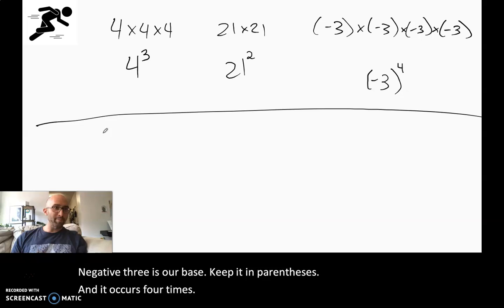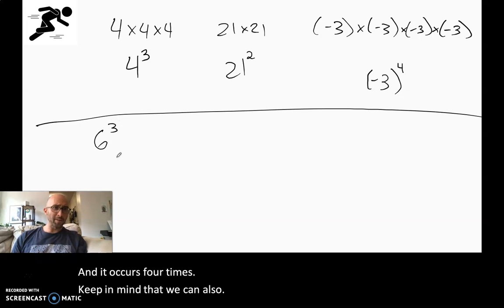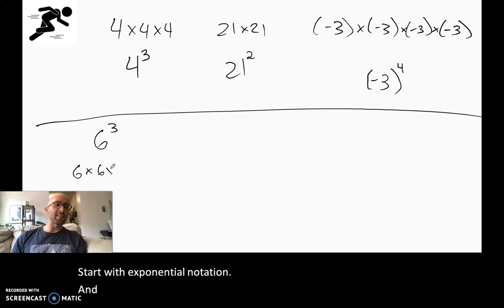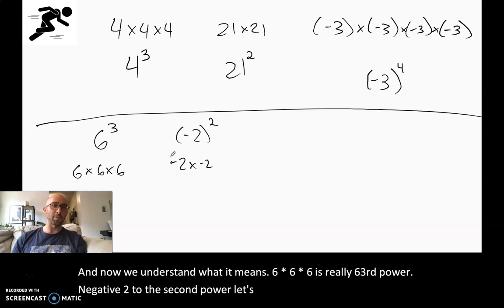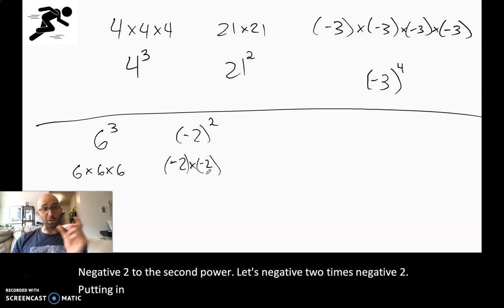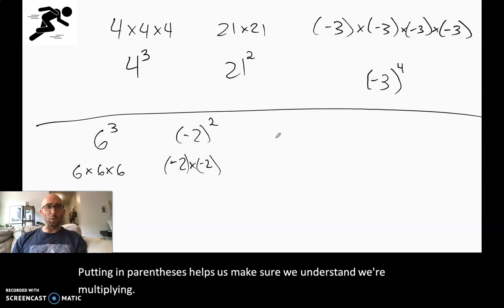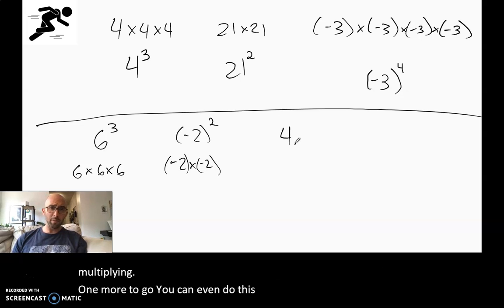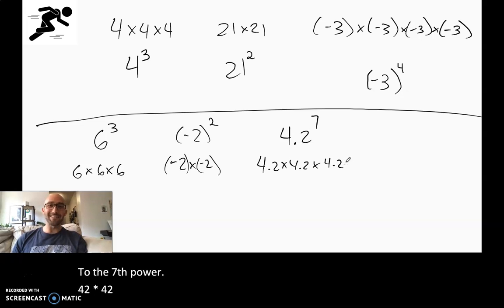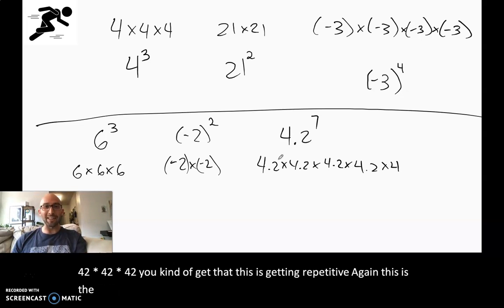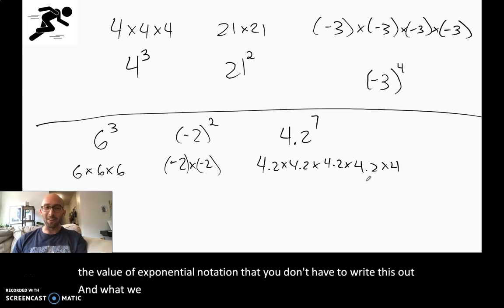Keep in mind that we can also start with exponential notation, and now we understand what it means. 6 times 6 times 6 is really 6 to the 3rd power. -2 to the 2nd power? Well, that's -2 times -2. Putting in parentheses helps us make sure we understand what we're multiplying. One more to go. You can even do this with decimals. 4.2 to the 7th power. 4.2 times 4.2 times 4.2. You kind of get that this is getting repetitive. Again, this is the value of exponential notation, that you don't have to write this out in what we call standard form all the time.